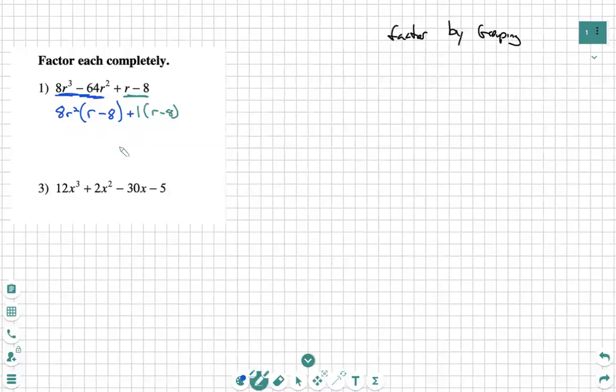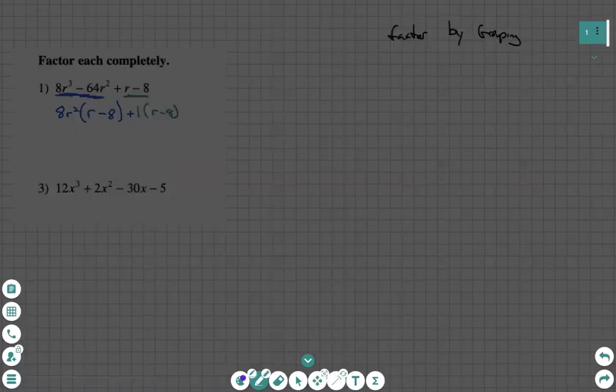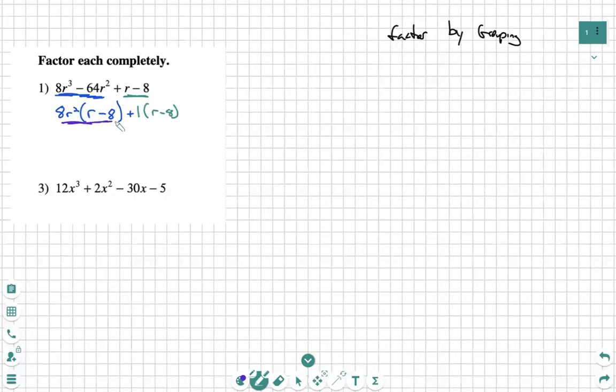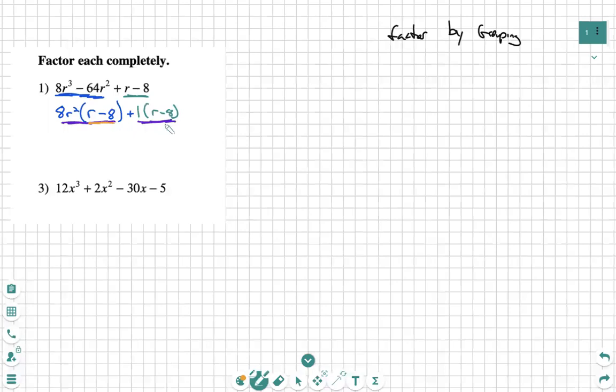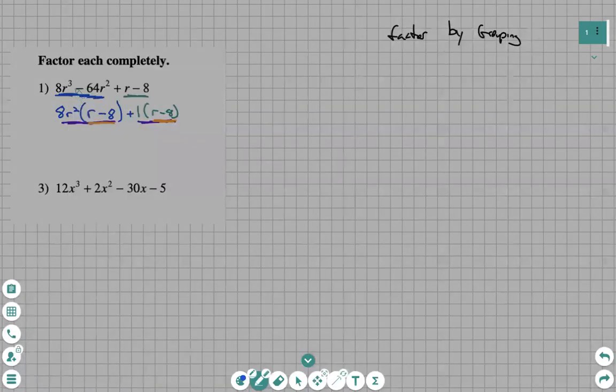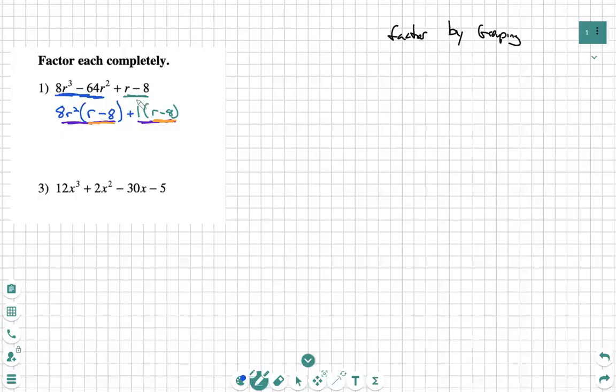Next, all we're going to do is take out that last factor. These two terms have a GCF. What is the GCF? R minus 8. So now that we have GCF'd the blue and the green, we can clearly see that they both have one full GCF. So we can do it one more time.